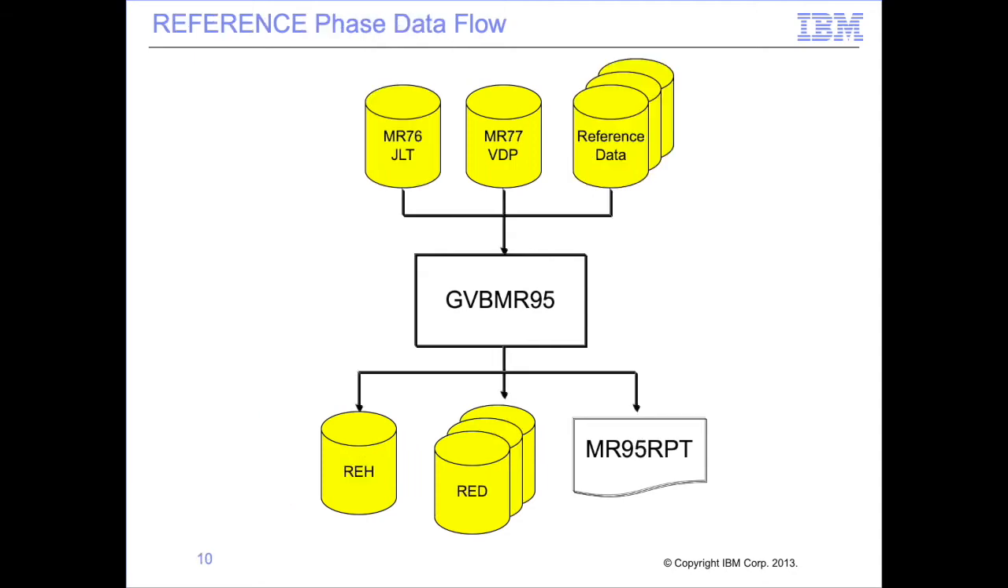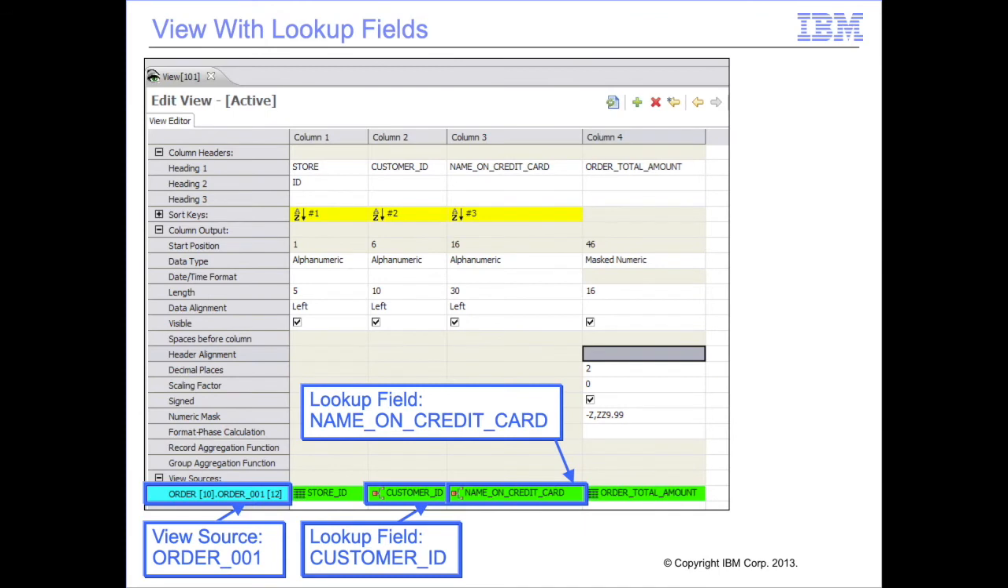In the reference phase, the MR95 program converts reference data into a form that is appropriate for lookup operations that are executed subsequently in the extract phase. MR95 produces a control report known as the MR95 report, which either indicates successful completion or displays errors that must be corrected before proceeding. The view shown here reads the order 001 logical file and displays data from 2 lookup fields, customer ID and name on credit card.